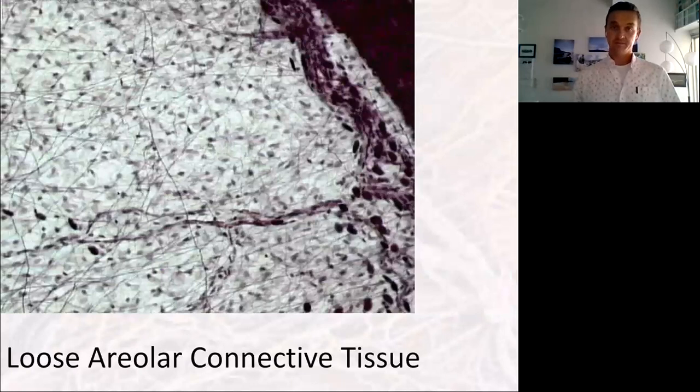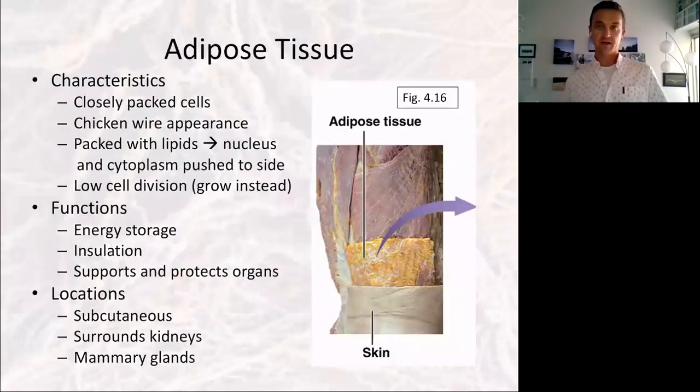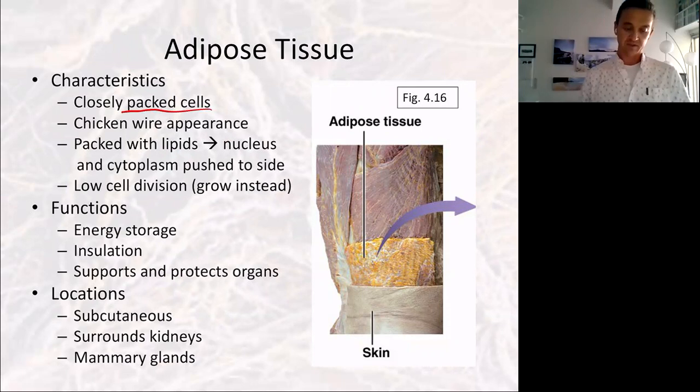Okay, here's what it looks like as well under the microscope. Okay, moving on. Next one, this is called adipose tissue. It's also known as fat, right? The cells, this one is unique for connective tissue because the cells are super close to each other. They're very tightly packed. It has what's kind of called a chicken wire appearance, okay?